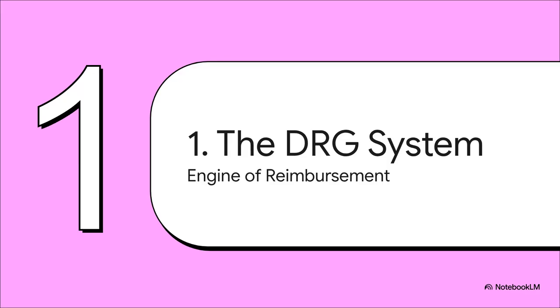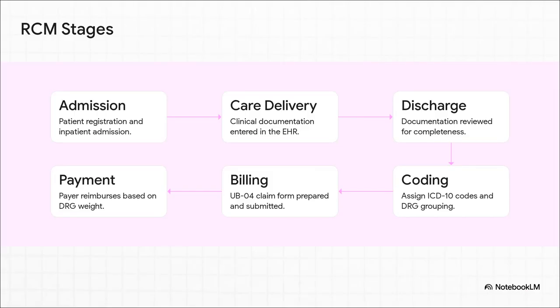Let's move into Section 1, the DRG system explained. This is literally the engine of reimbursement, so let's see how it operates in the real world. It really helps to think of a hospital's revenue cycle management as a highly specialized assembly line. It kicks off at patient admission, moves right into care delivery, where crucially everything has to be documented in the electronic health record, and then transitions over to the medical coders and DRG grouping software, before finally resulting in claims submission and payment. Now, if that documentation step fails, the entire assembly line essentially breaks down.